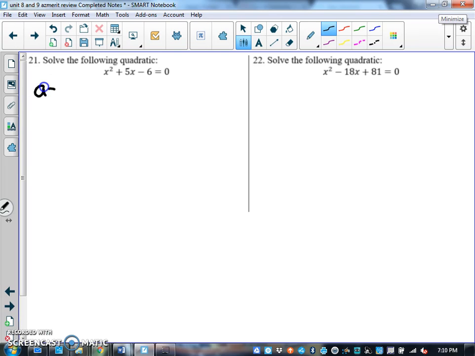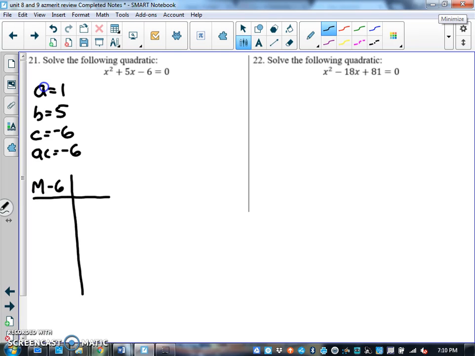So very quickly, a is equal to 1, b is equal to 5, c is equal to negative 6, ac is equal to negative 6. It means I need to multiply to negative 6 and add to 5. Well, there's only really one way I can multiply to negative 6 and add to 5. One of my factors has to be negative, and the larger of the two factors has to be positive.